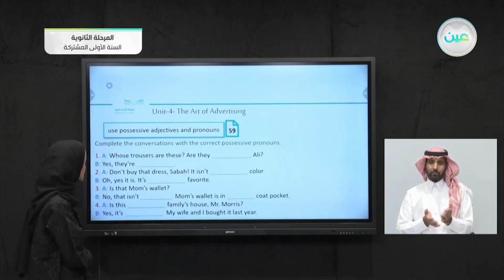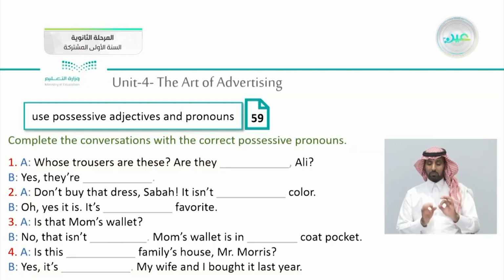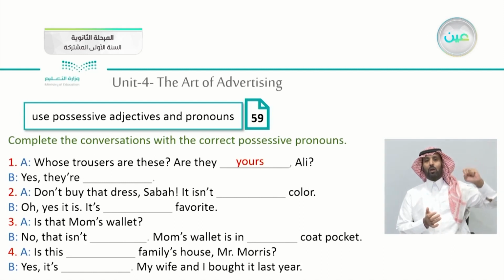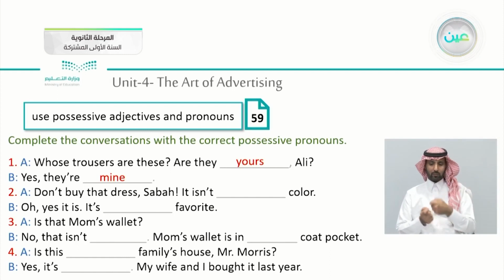Here, let's try to use these. Complete the conversation with the correct possessive pronoun. Whose trousers are these? Are they for you? We'll say, are they yours, Ali? Yes, they are for me, so they are mine. Don't buy that dress, Sabah. It is not... We're having color before the noun. We can use the possessive adjective. It's not your color. Oh yes, it is my favorite.